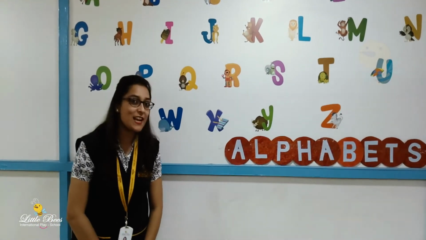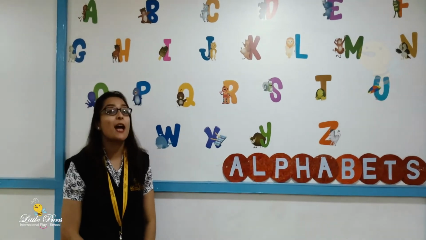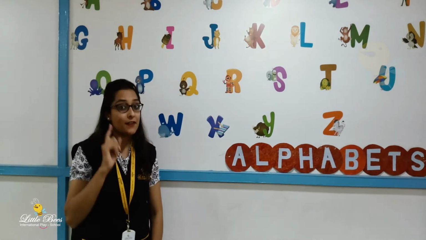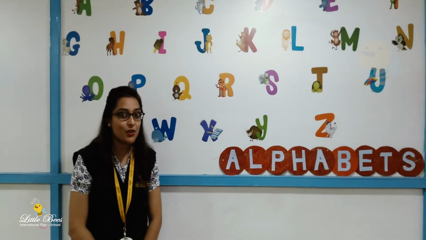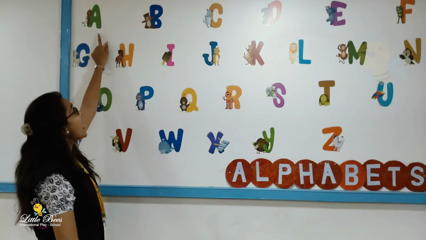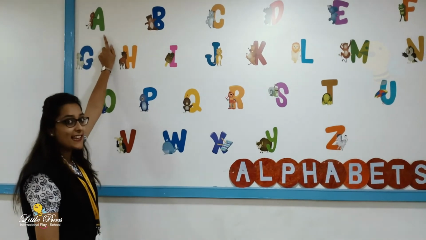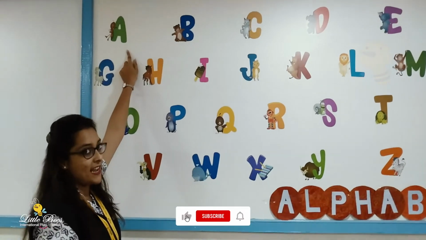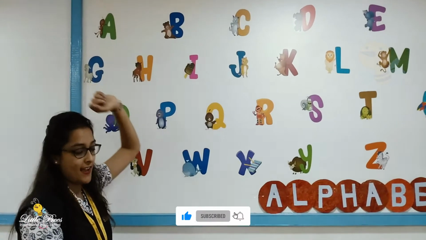So now you understand what I'm going to teach you? I'm going to teach you the alphabets. And what is the first alphabet that I'm going to teach you? It's the letter A. Can you see the letter A here? There is an ant sitting on the letter A.